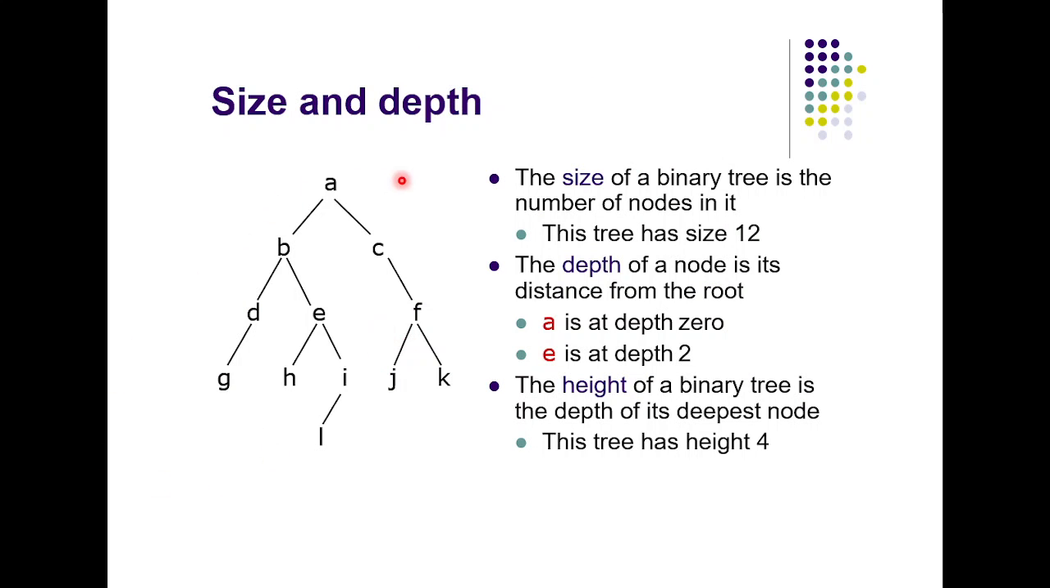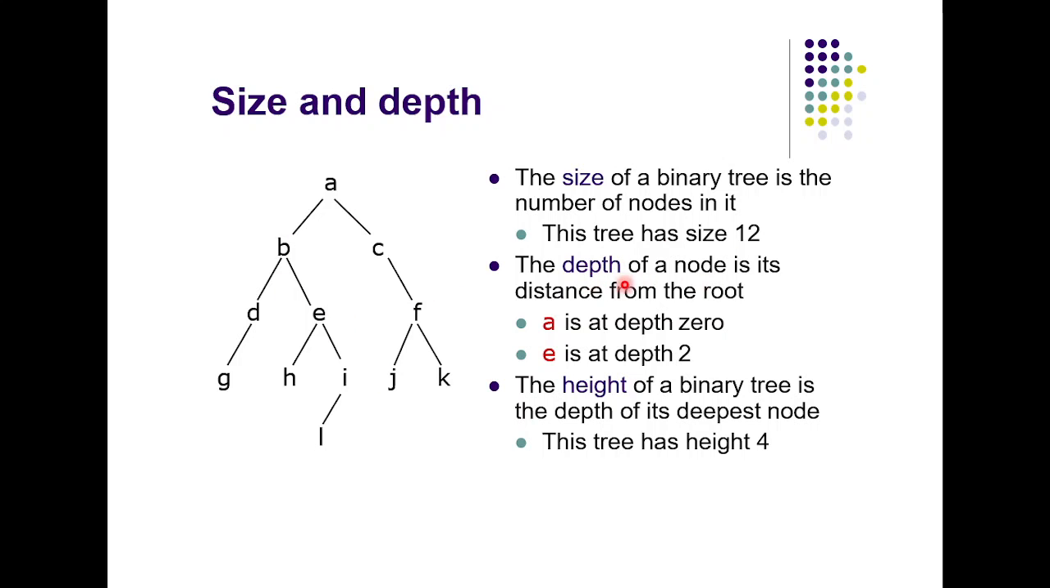Then we have the size and the depth. So what is the size? The size of a binary tree is the number of nodes in it. Like in this tree we have a total of 12 nodes. You can see that 1, 2, 3, 4, 5, 6, 7, 8, 9, 10, 11, and 12. So a total of 12 nodes are present in this tree. So the size of this tree will be 12.